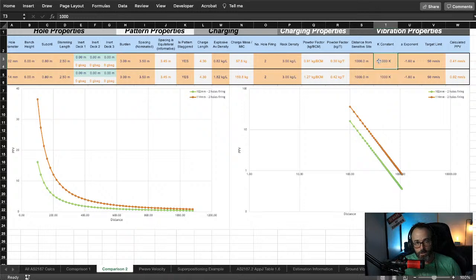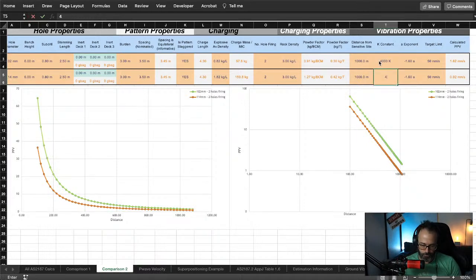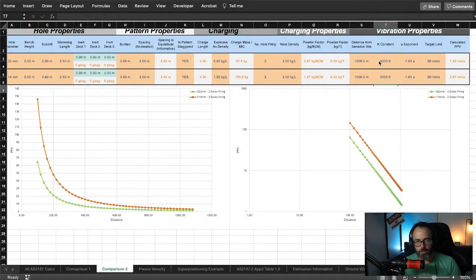and the geology is pretty uniform, and the ground is kind of wet. Well, my K value in that instance is going to be quite high. So let's say I'm at a 4,000 K for my site constant, and I know this, right? And I'm just going to go with the standard of 1.6, and I've got a target limit of 50 millimeters.